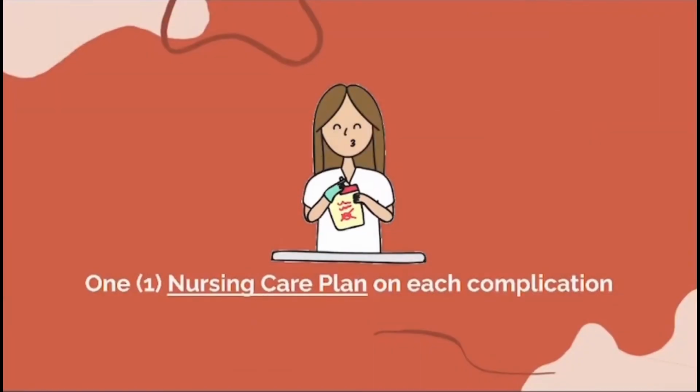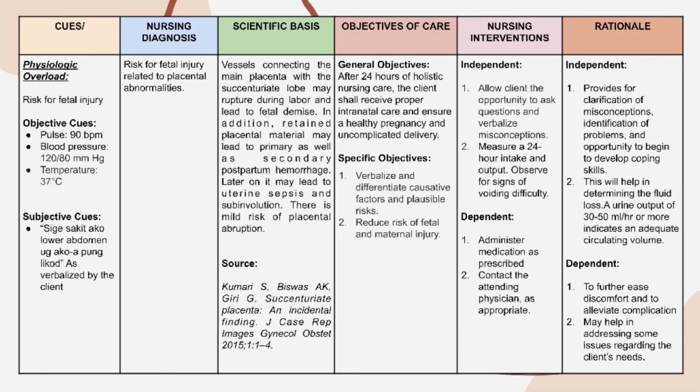Next up is the nursing care plan. Starting with the cues, we have here physiologic overload, risk for fetal injury. Objective cues, we have here pulse, which is 90 beats per minute, blood pressure 120/80, and then the temperature is 37 degrees Celsius. As for the subjective cues, as verbalized by the client, sige sakit ako lower abdomen o ako apong likod.